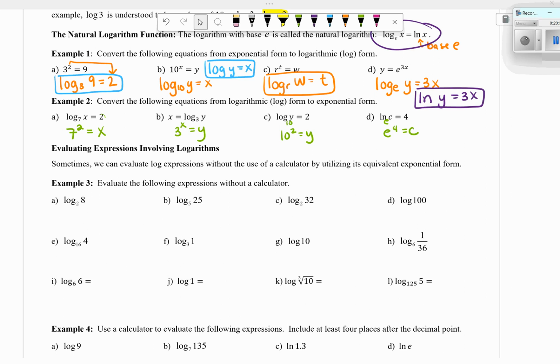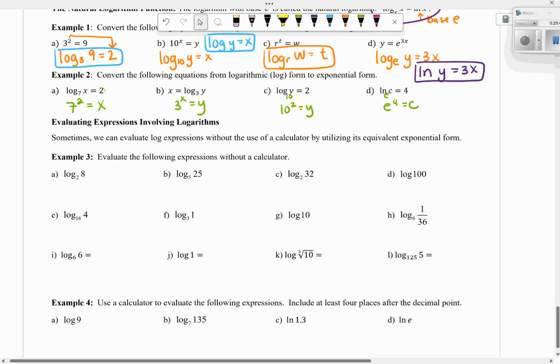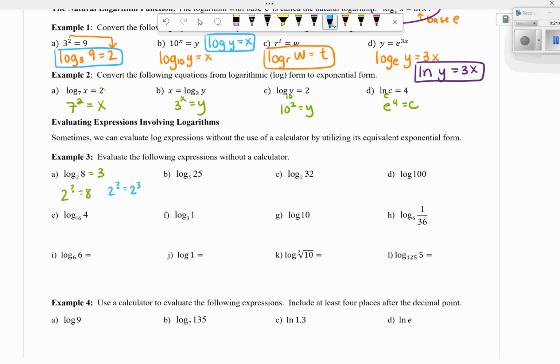So evaluating expressions involving logarithms. Sometimes we can evaluate log expressions without the use of a calculator by using its equivalent exponential form. So here we're going to evaluate these expressions without our calculator using that equivalent form. So here we're trying to figure out what is this equal to. So 2 to what power equals 8? Well, we know 2 to the third power is 8. So this would be 3. And you can also get a common base. So we know 2 to what power equals 2 to the third.